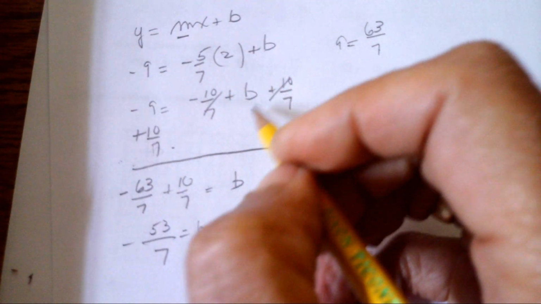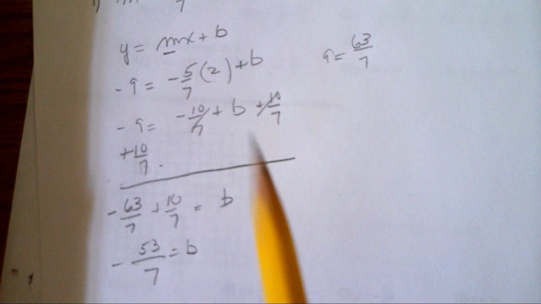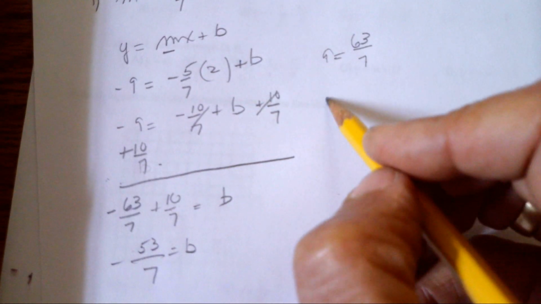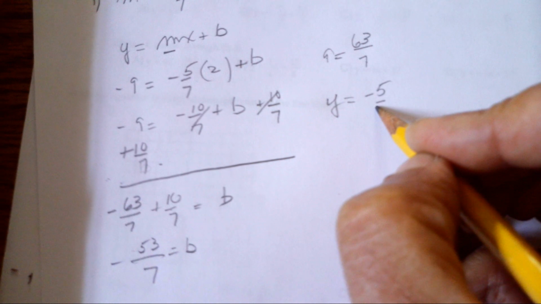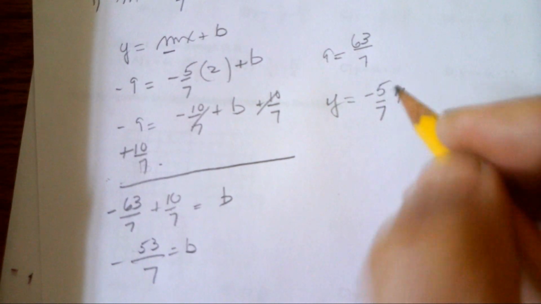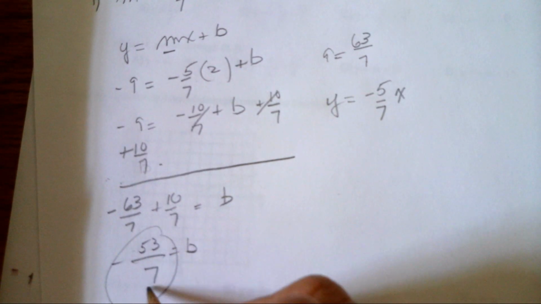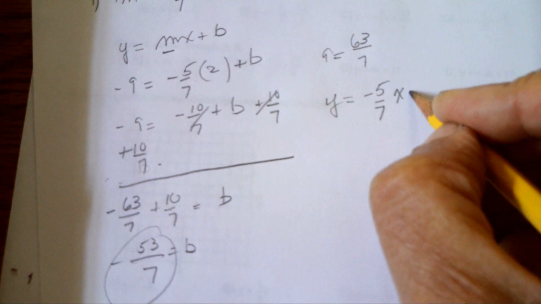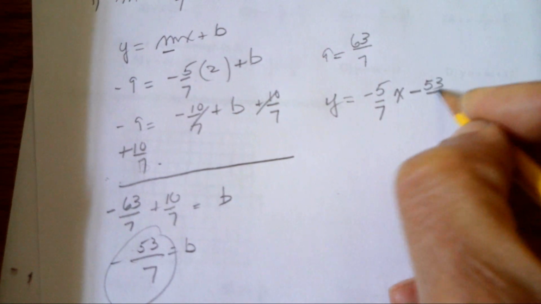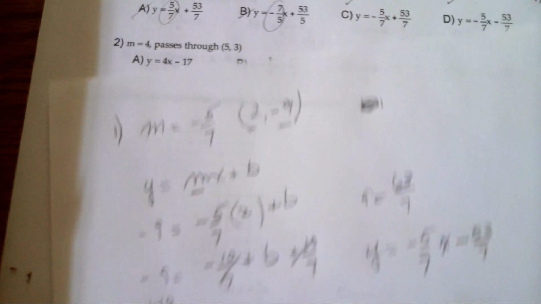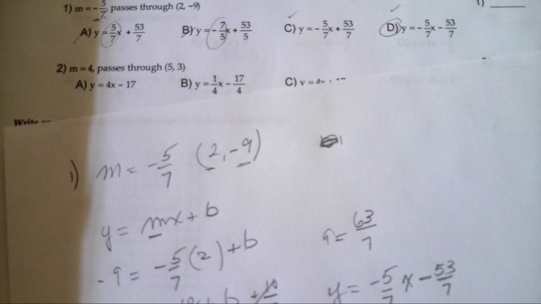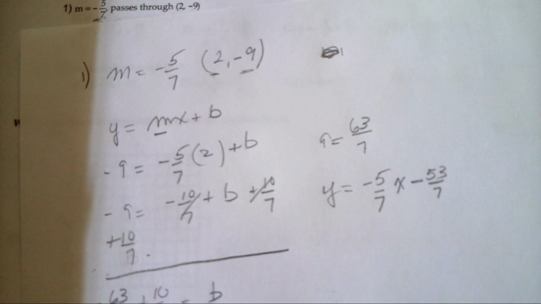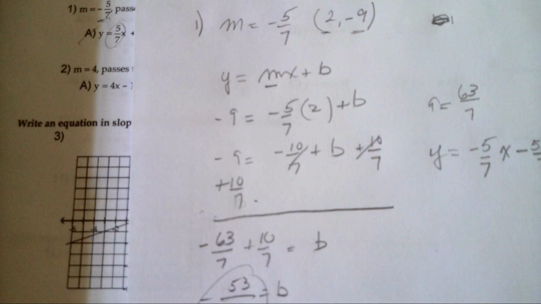So going right back up to the top here, I knew that my y value was my slope, which was given to me as -5/7 times x plus my b value. All right, so my b value plus the negative is a -53/7. So what do we got here? We knew it was one of these two, so it was letter D. There it is. -5/7 x minus 53/7.